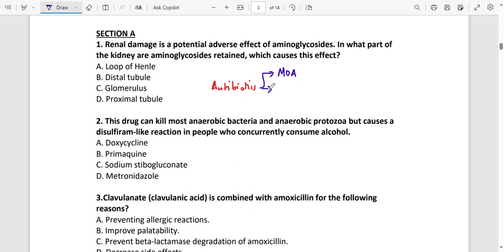Number two, we are going to classify them on the spectrum of activity. Are you talking about them being broad spectrum, or are they really restricted to a certain species of bacteria? And then you can classify them depending on the mode of action. Mechanism of action and mode of action are different.